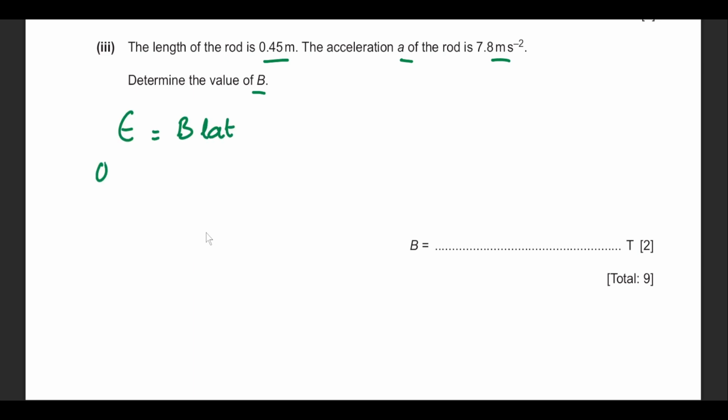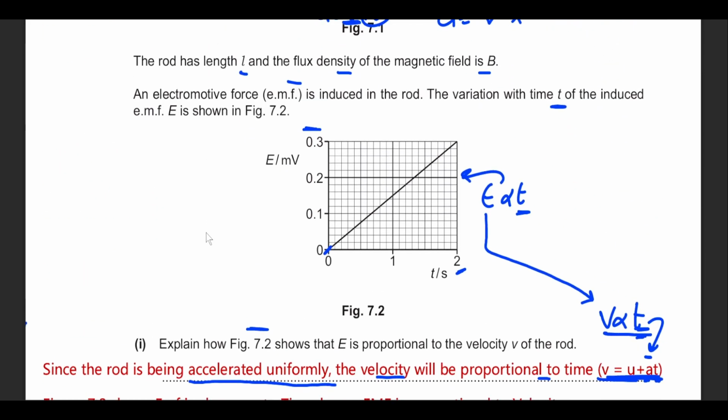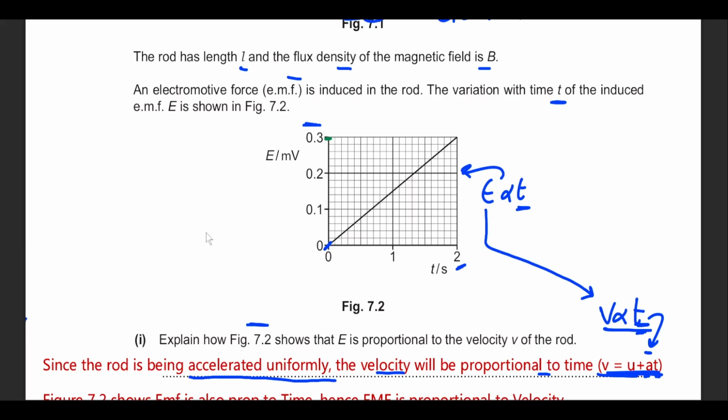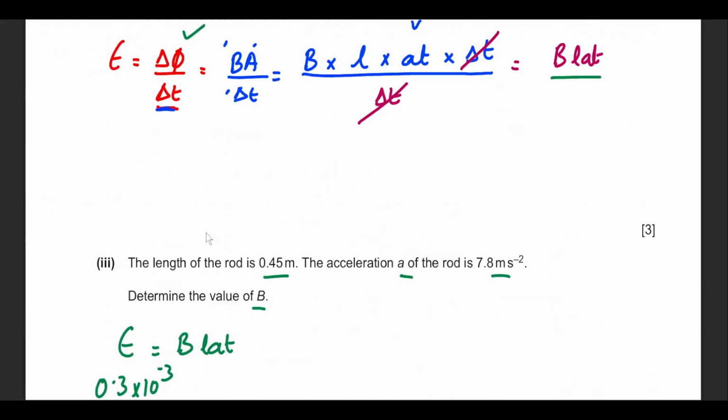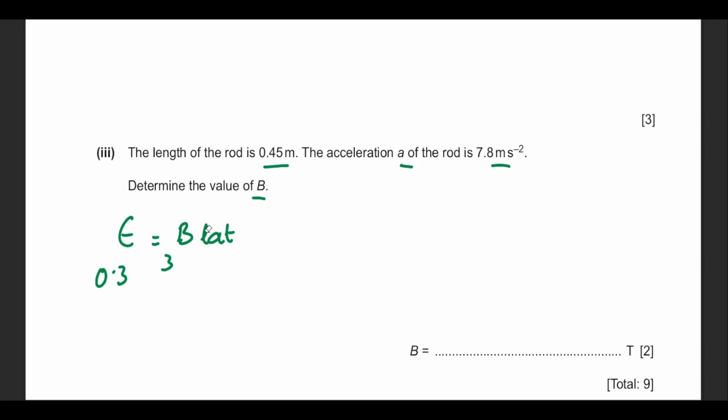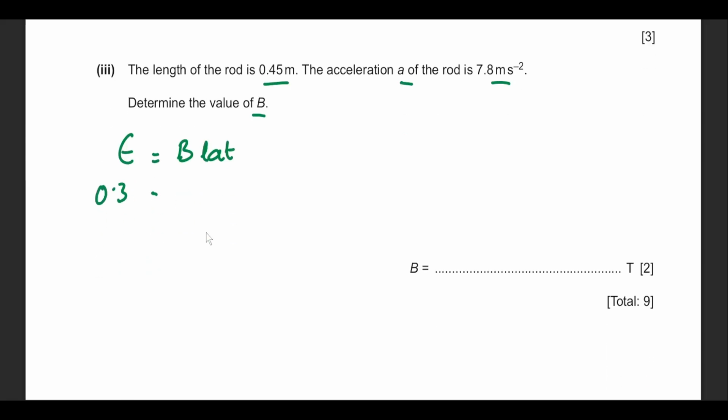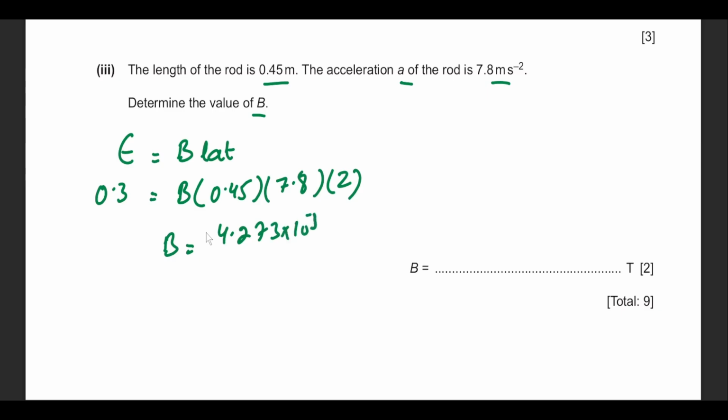EMF from the graph at the maximum value is 0.3 into 10 raised to the power minus 3. If you go back, this is what it is, 0.3. I think it's not 0. It shouldn't be this. Yeah, it will be just 0.3. All right. So this will be B into L, which is 0.45, into A, which is 7.8, into T, which is 2 seconds from the graph. So B comes out as 4.273 into 10 raised to the power minus 5.